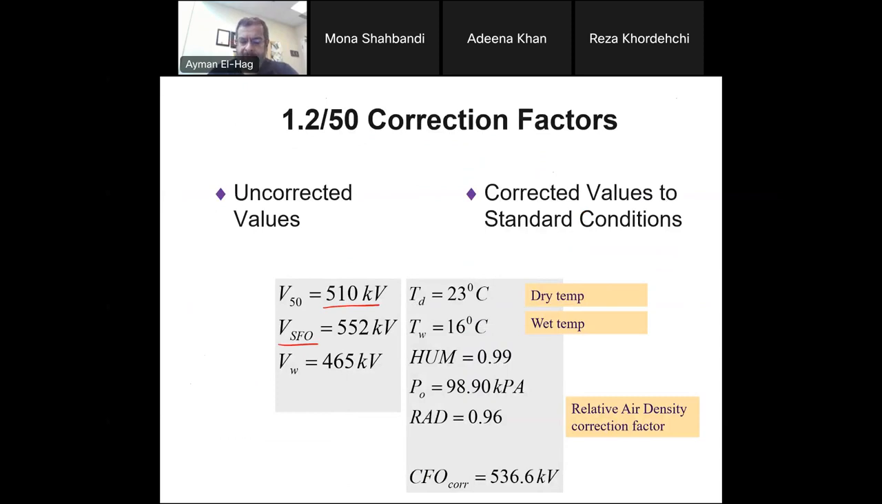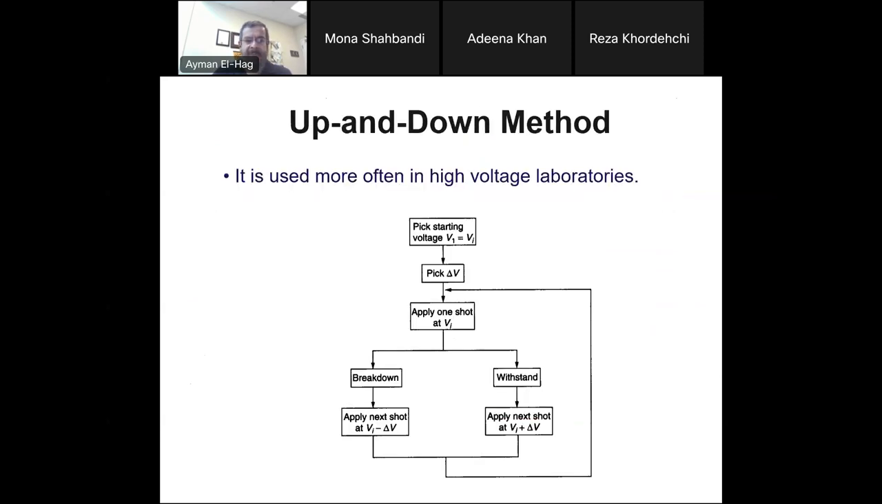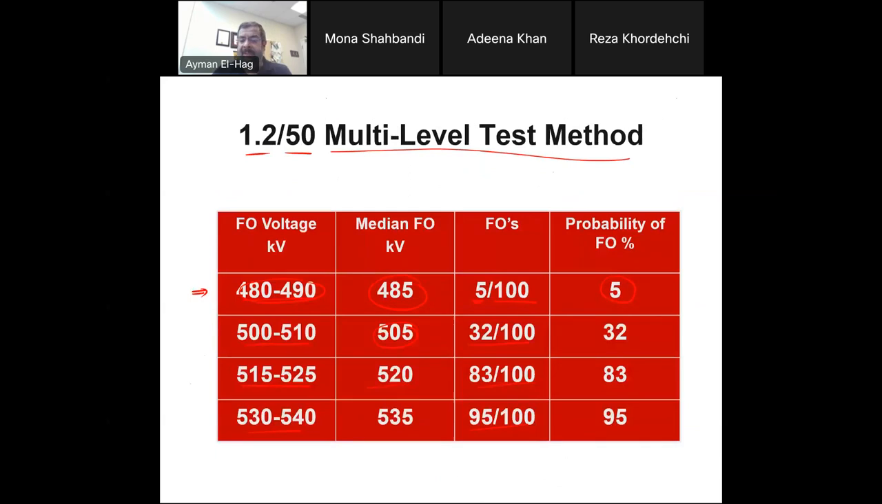The SFO, the statistical flashover, which is this voltage level, is basically 552. The withstand voltage test is 465. Now, we have also the dry and the wet temperature, the humidity, and the pressure. Then we have the CFO and the corrected value. We have to correct it to the standard conditions here, and then we find the CFO, the critical flashover voltage, is equal to 536.6 kilovolt.